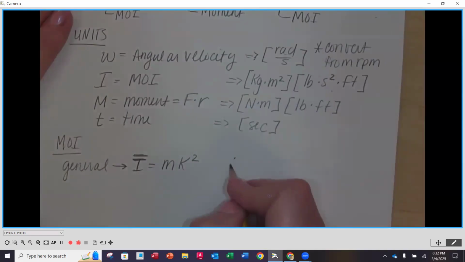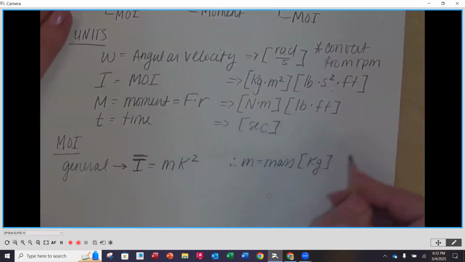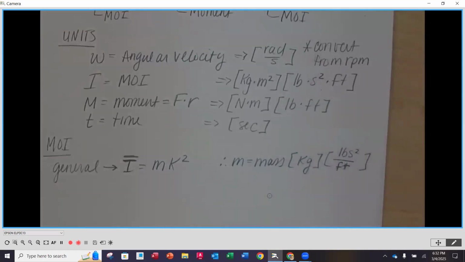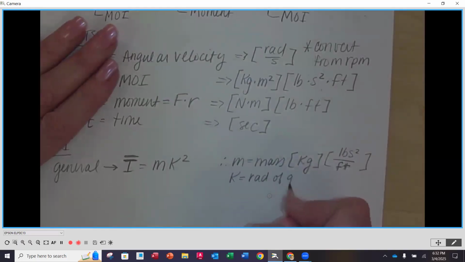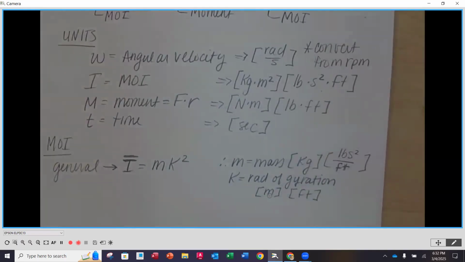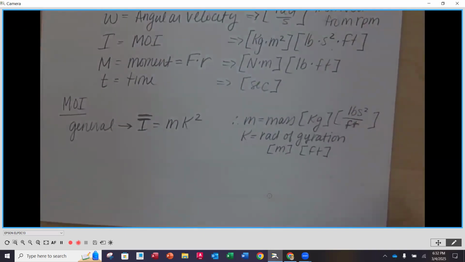Okay. So we know that m is equal to mass. That needs to be in kilograms, or in pound seconds squared divided by feet if we're in the English system, right? That's a slug. K is the radius of gyration, and that's going to be either in meters or in feet. Most often it's going to be given to you in a problem in millimeters or in inches. You have to convert it to meters or feet. K is the radius of gyration.